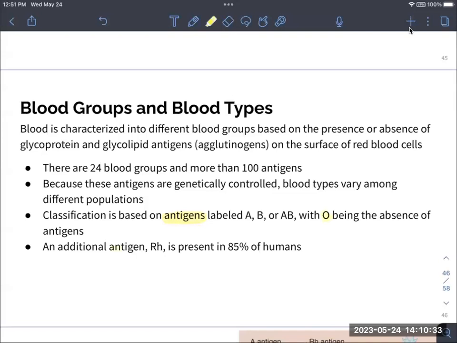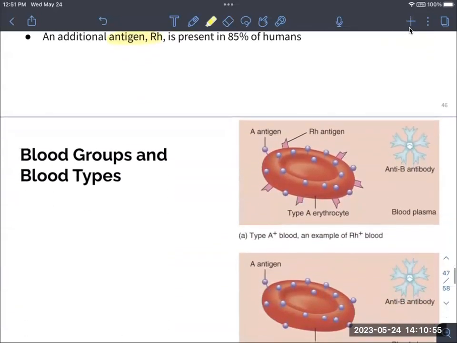There's also antigens for what is known as Rh factor. That's what gives your blood that positive or that negative. So you're like A positive, A negative, B positive, B negative. That's what gives you that positive or negative on your blood, is having the presence of the Rh antigen on your blood or not.